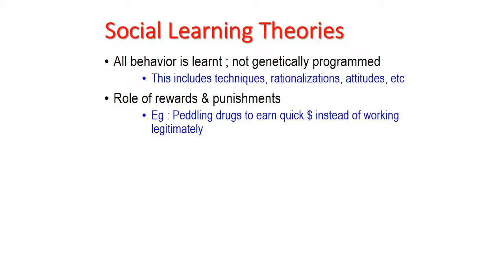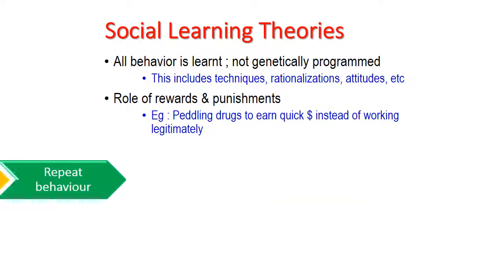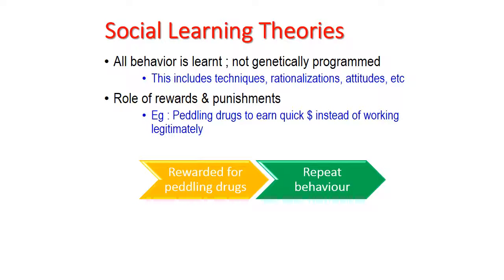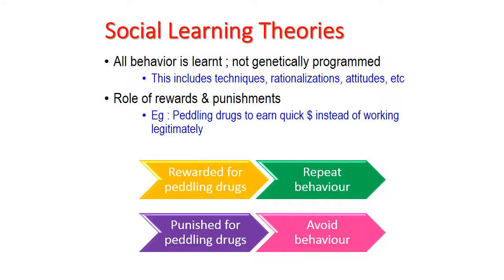Social learning theories propose that all behavior is learned, it's not genetically programmed. This includes techniques of committing crime, our rationalizations, and attitudes towards crime. So, for example, if somebody who peddles drugs to earn a quick buck instead of working legitimately is rewarded for peddling drugs, he or she is likely to repeat the behavior. However, if she or he is punished for peddling drugs at an early age, he or she is unlikely to repeat the behavior and is more likely to avoid the behavior.